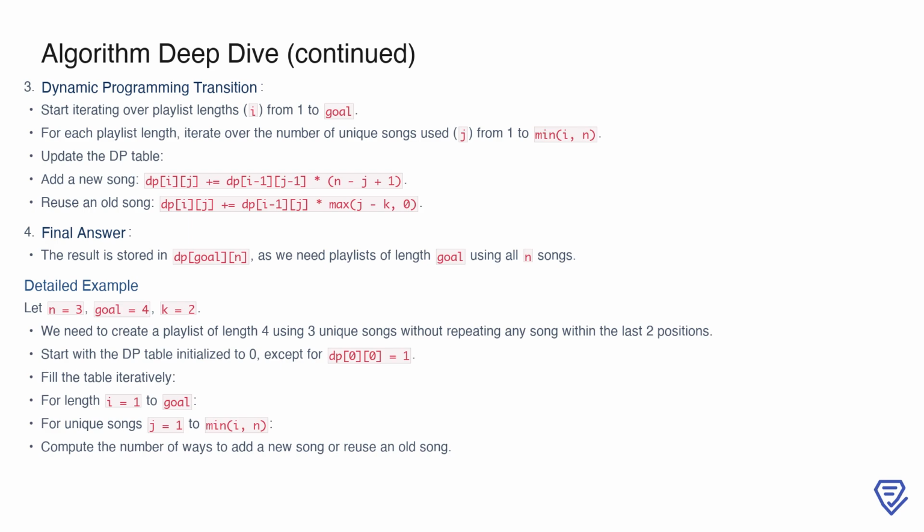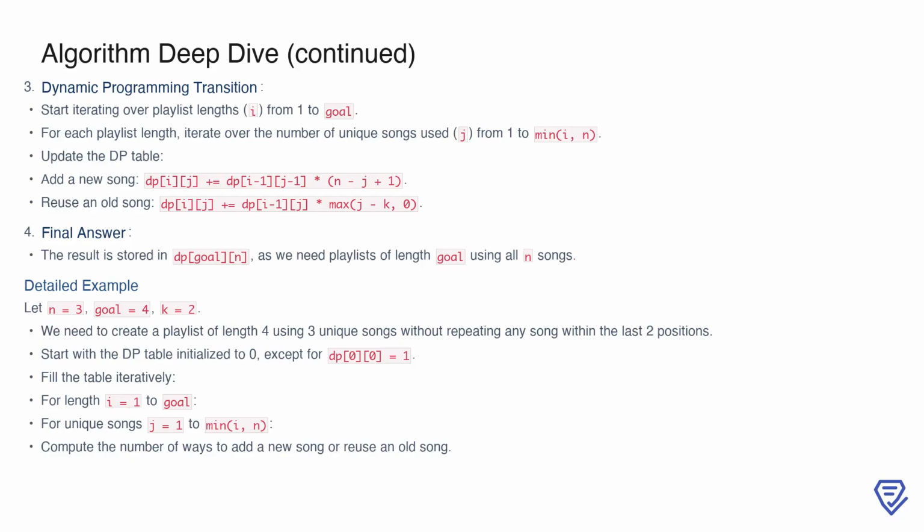Second, when reusing an old song, we use the relation dp[i][j] += dp[i-1][j] * max(j-k, 0). Here, we extend a playlist of length i-1 with j unique songs by reusing any of the eligible j-k songs. Once the table is fully populated, the final answer is stored in dp[goal][n], which represents the number of valid playlists of length goal using all n unique songs.